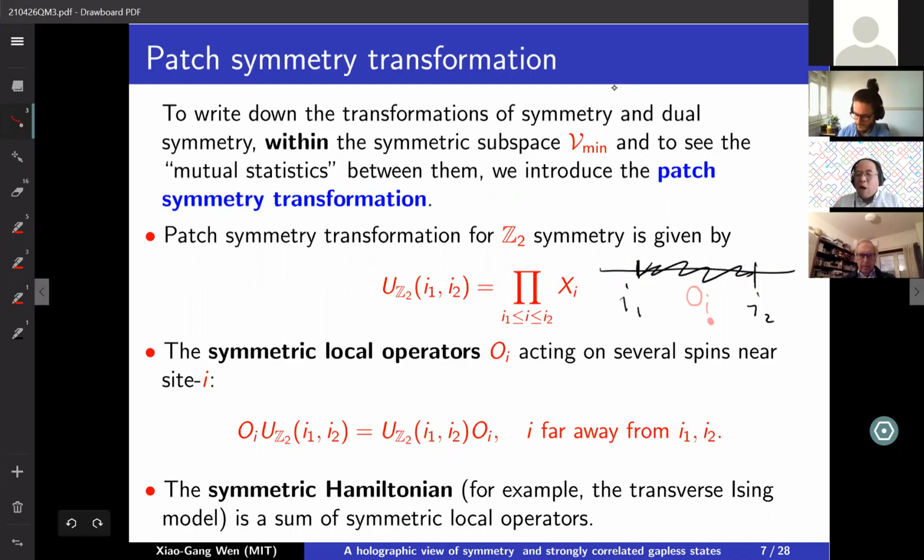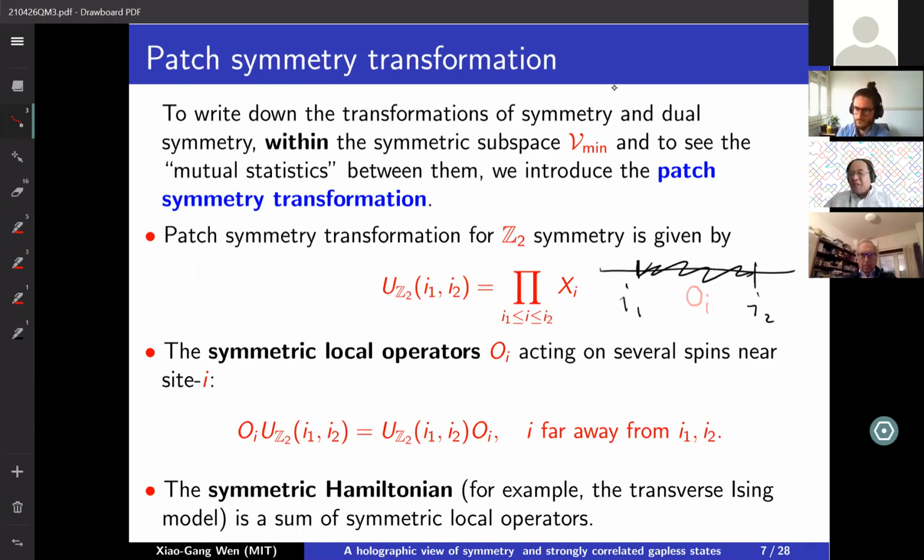As long as I is far away from the endpoint, this commutation relation puts a constraint on the operator, and this gives us the so-called symmetric local operator. The symmetric Hamiltonian is simply the summation of these symmetric local operators. That allows us to define what we mean by the symmetric Hamiltonian, because the Hamiltonian does not commute with this patch operator as a whole. However, because the Hamiltonian is a sum of local operators, each local operator commutes with the patch operator as long as it is far away from the endpoints.